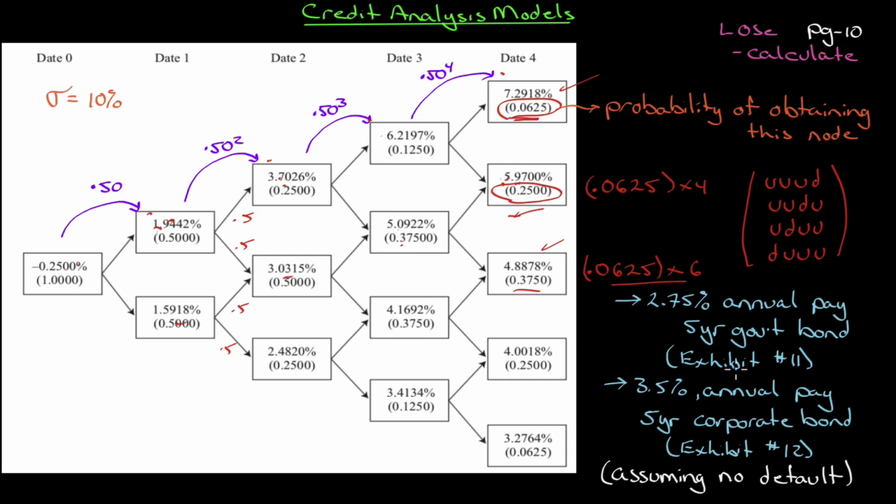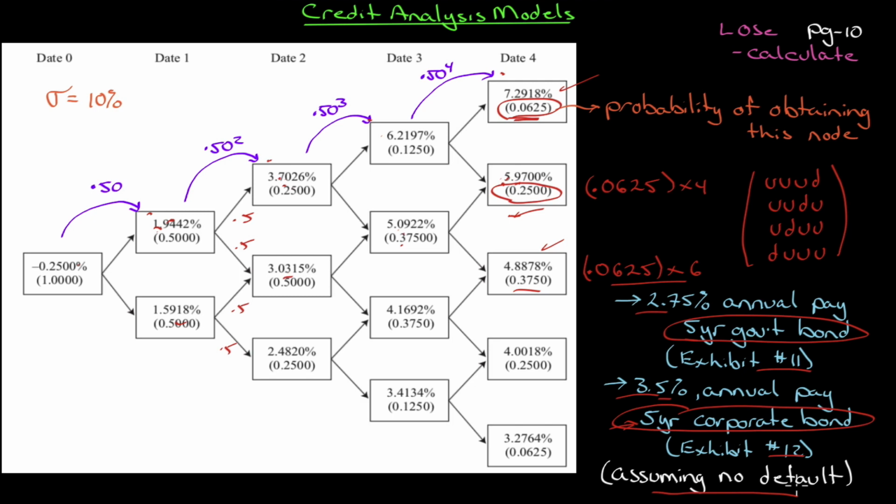We're going to do a walkthrough through two exhibits right now, Exhibit 11 and Exhibit 12. Exhibit 11 is going to show us something about a 2.75% annual pay 5-year government bond. And then we're going to look at a 3.5% annual pay 5-year corporate bond. Notice we're looking at a 5-year government bond and a 5-year corporate bond. Look at the difference, 2.75 to 3.5. Now, we're going to look at this 3.5% corporate bond assuming no default. We're going to come up with a price.